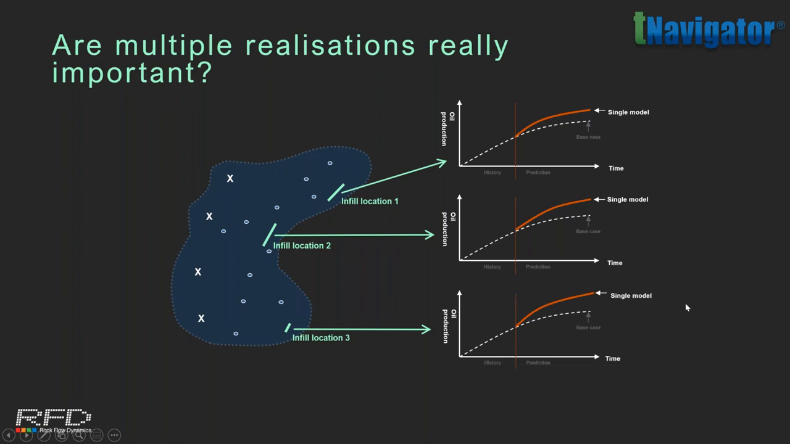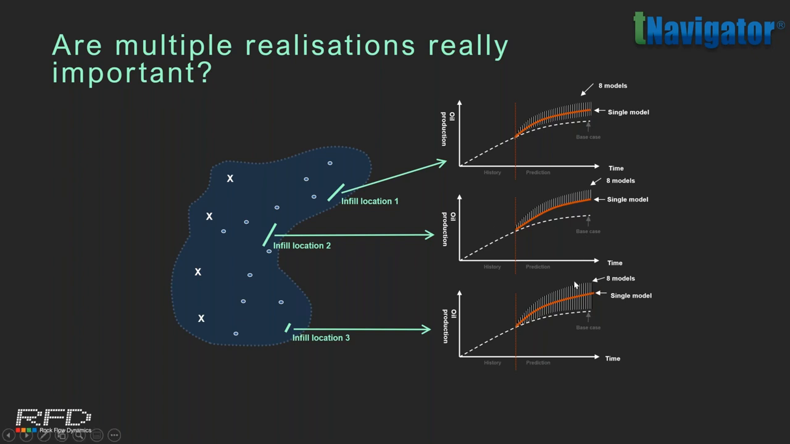However, if for the same case we consider multiple realizations, which in this example was eight models, we will see that the range of uncertainty for the same infill locations is significant. So basically, the range shows how this location works for eight models from downside to upside. And we can see that location number three, which was based on a single model looking like the best, may actually give almost no improvement compared to do nothing. So this is, from that point of view, definitely not the best.